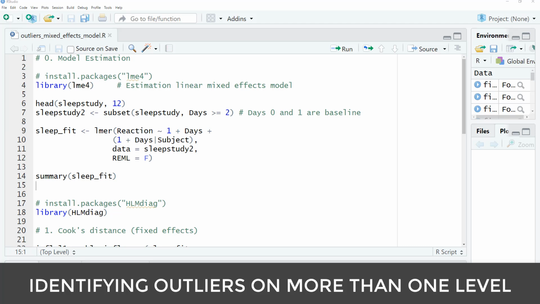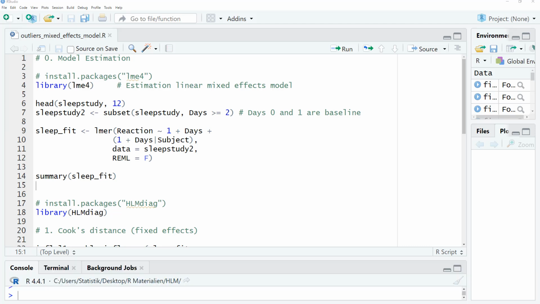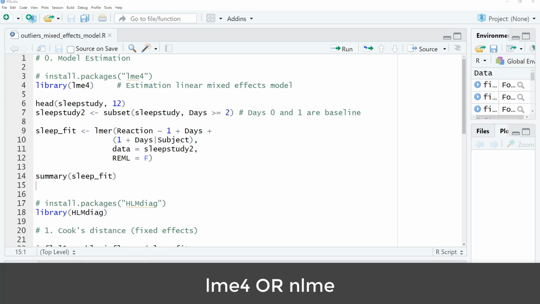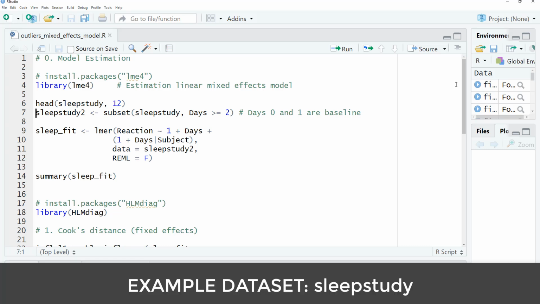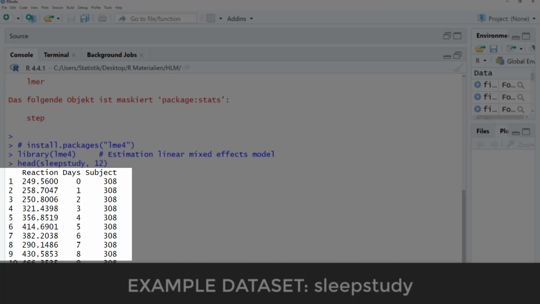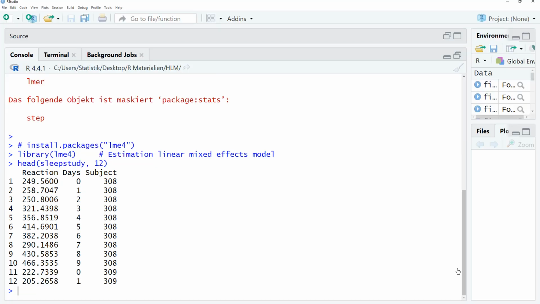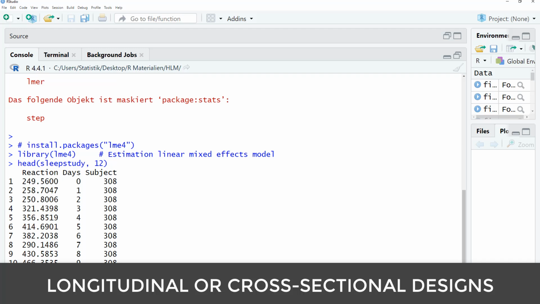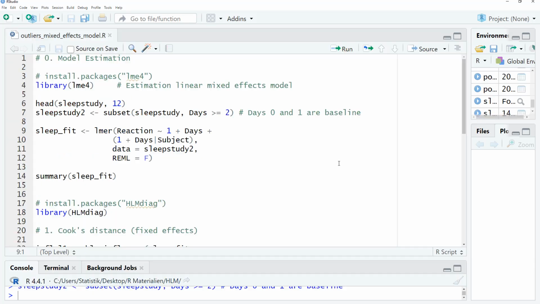Because that is the key challenge with a multi-level model, that you have to check your modeling assumptions on more than one level. First we have to estimate our model. Here I use the nlme package, but the code I'm going to show you for outlier detection works with both main mixed effects packages in R, nlme and lme4. This is an inbuilt dataset in the nlme package I'm using, analyzing the effect of sleep deprivation on reaction time. So it's a longitudinal dataset, but the outlier check I'll be showing you works just the same with a cross-sectional multi-level model. After some data cleaning, I set up the multi-level model.